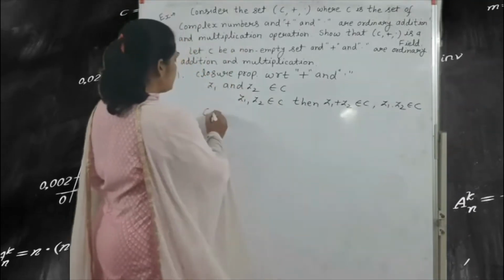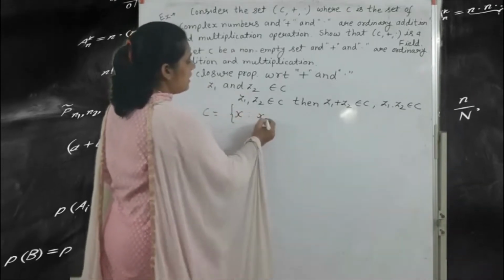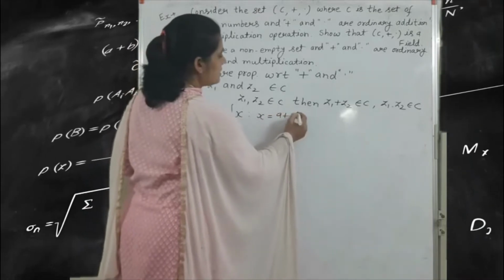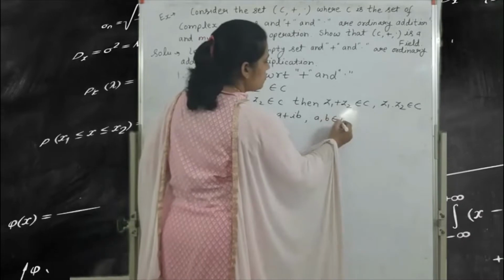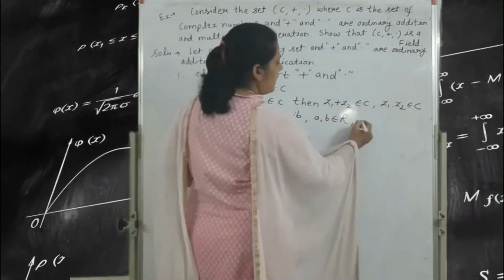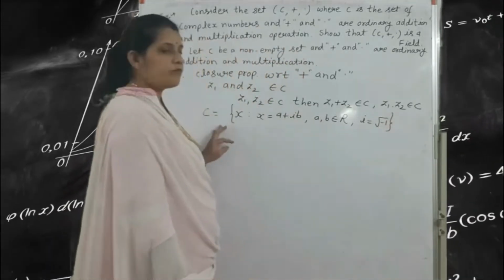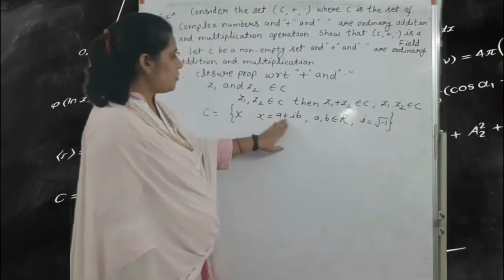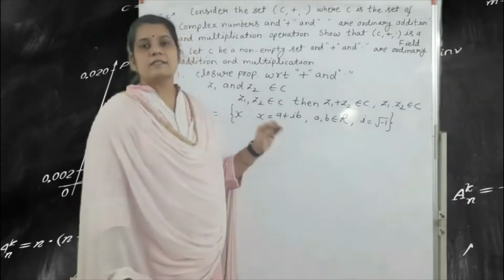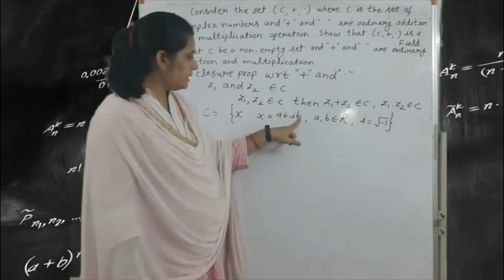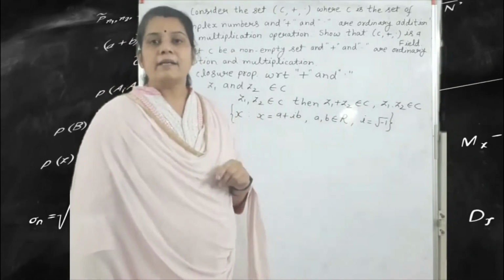So first we write here the format of the complex number. C is equal to the set of x such that x is equal to a plus ib, where a, b belong to R. A and b are real numbers and i is equal to root minus 1. This is the set of complex numbers in the form a plus ib, where a is the real part, b is the imaginary part, a and b are real numbers and i is equal to root minus 1.